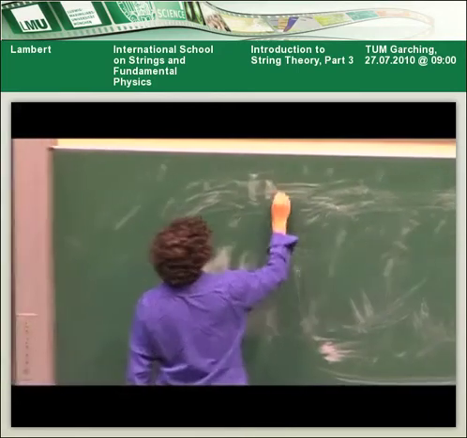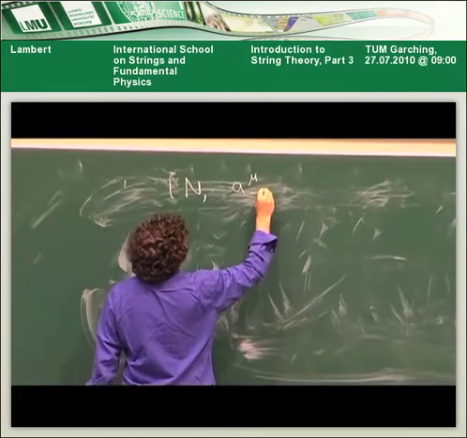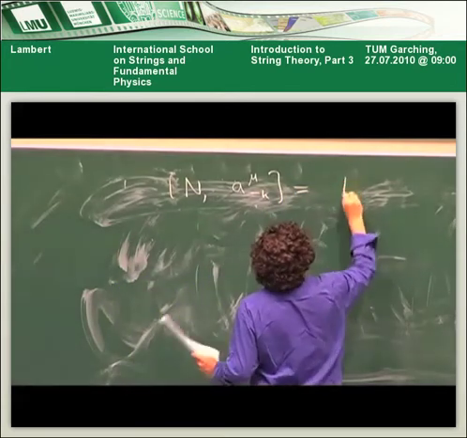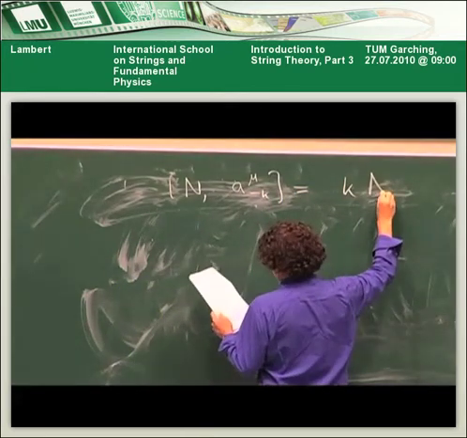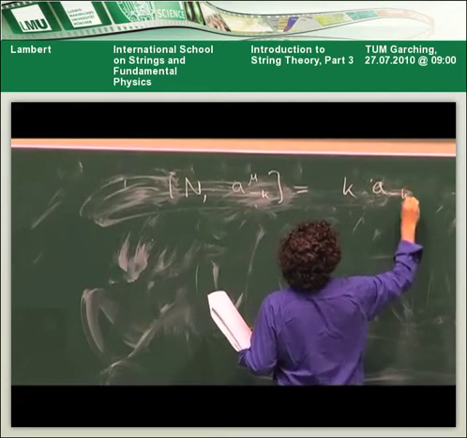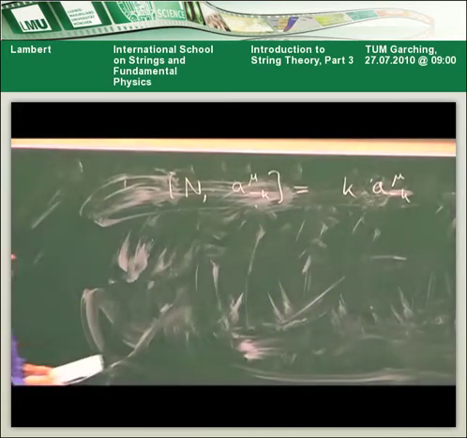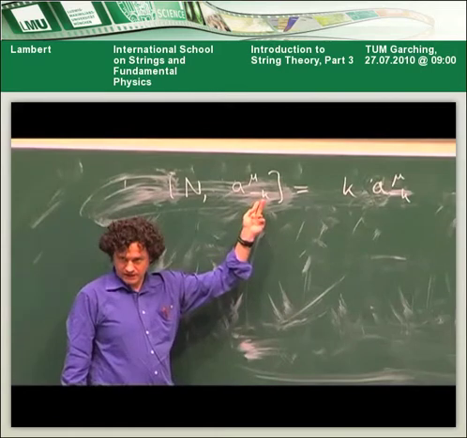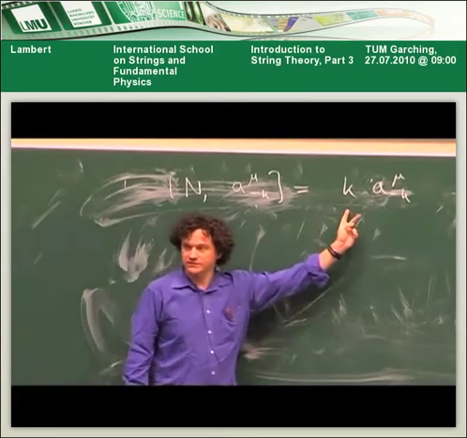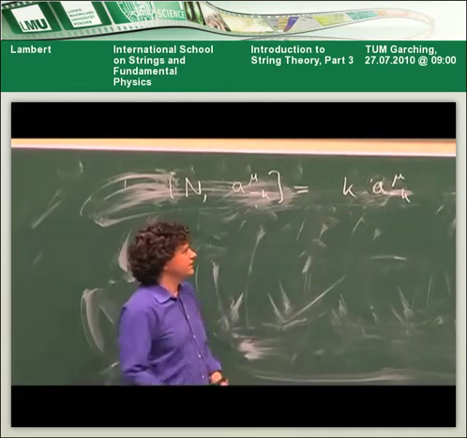So n commuting with a mu minus k, say, is k times n, right? Is that? No, it's k times a. So what this means by classic arguments is that acting with a minus k on a state raises its n eigenvalue by k units. Yeah, this is classic harmonic oscillator stuff.